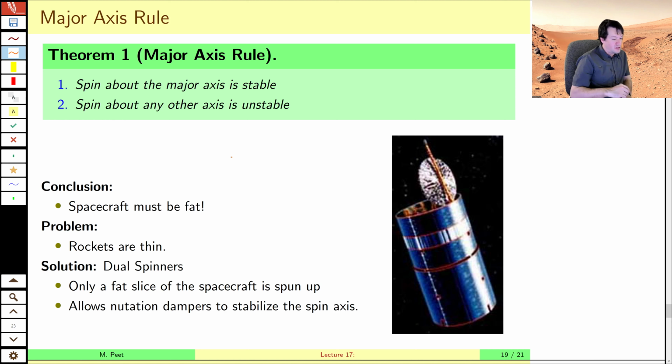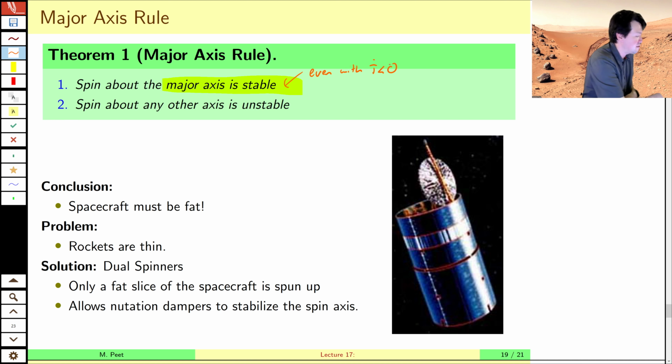So the conclusion is that we have this major axis rule, or minor axis theorem, if you like. We still have that spin about the major axis is stable even with energy dissipation. But spin about any other axis is unstable. We already knew that spin about the intermediate axis was unstable, but now we know that spin about the minor axis is unstable as well.